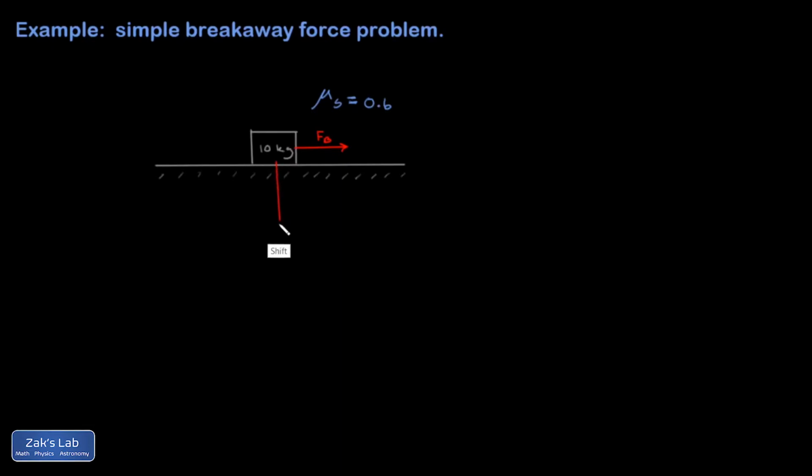I have gravity pulling down with a force of mg. I can put a number on that real quick. 10 times 9.8 is 98 newtons. I have a normal force pushing it up to keep the box from squishing through the floor.